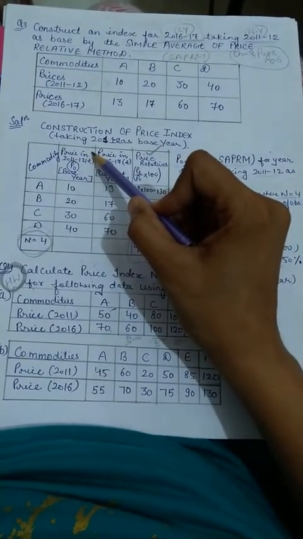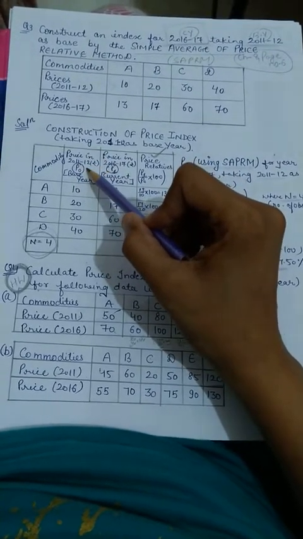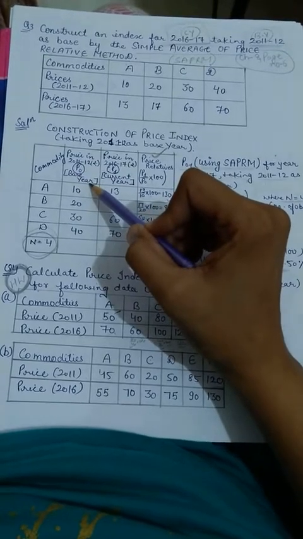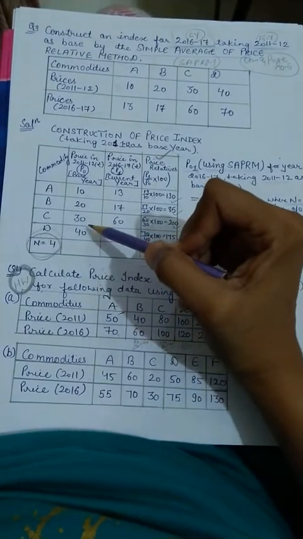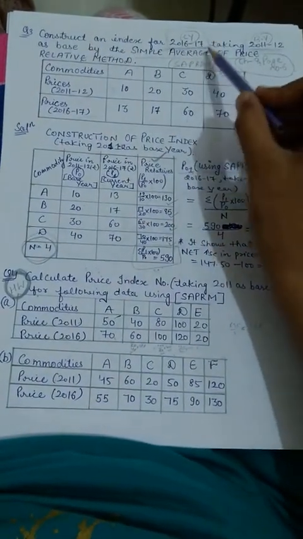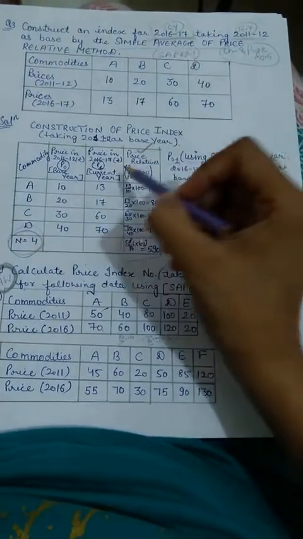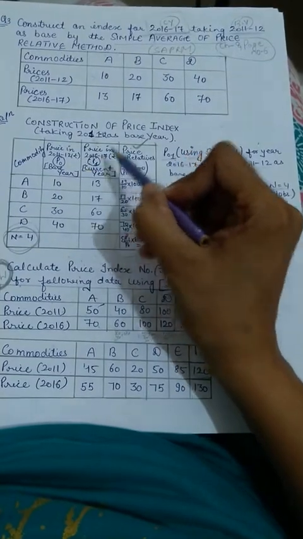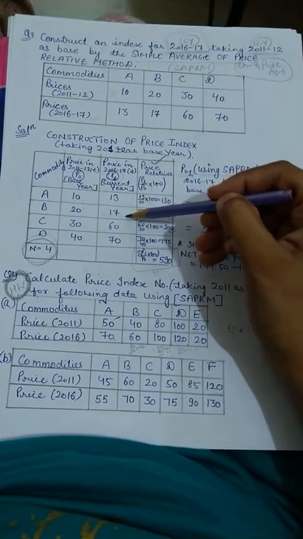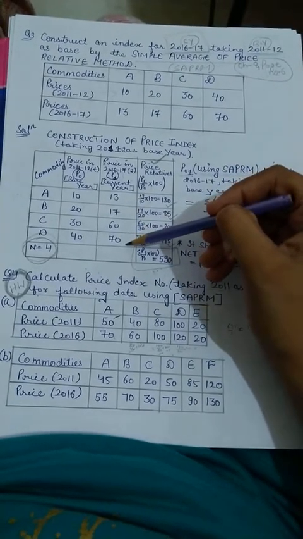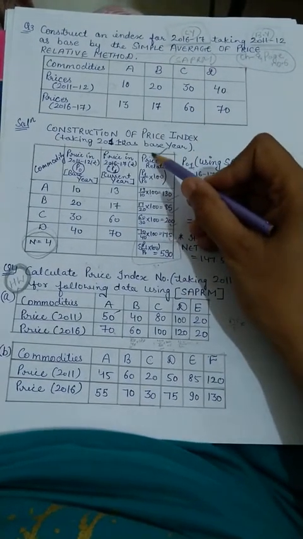Prices in 2011 and 12 in rupees, P0, that is your base year prices. They are 10, 20, 30 and 40. Then bachche, these 2016 and 17 prices are of your current year. We will denote it with P1 and we will write down the prices over here, that is 13, 17, 60 and 70. Now we have to make this table where I have put a tick mark.